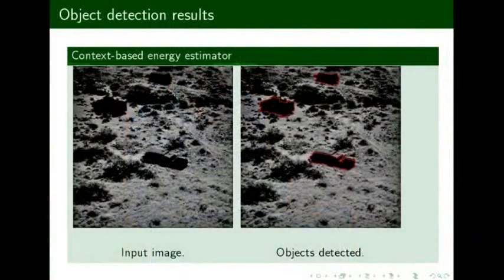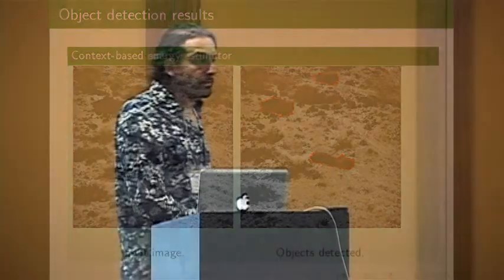Okay, here are some results of using the energy. Within red, the object detected. You can see them. You have seen them on the saliency map, but here you just take a threshold of this tree, and you obtain 3 regions. That's what you want, the most salient one.